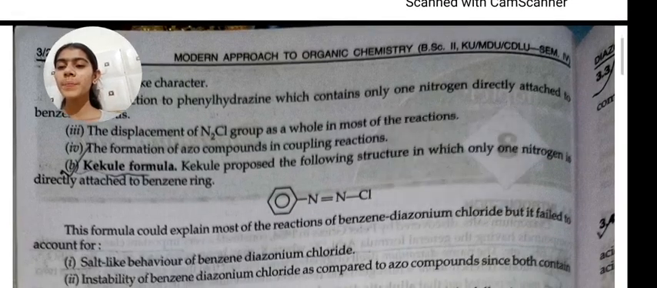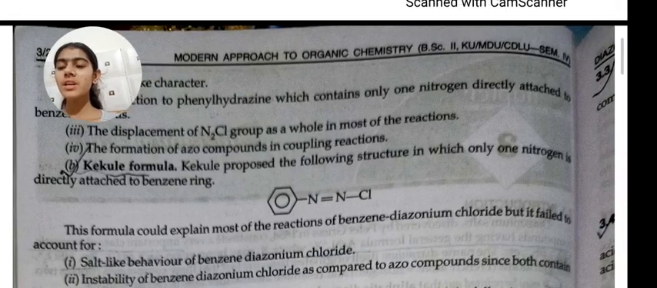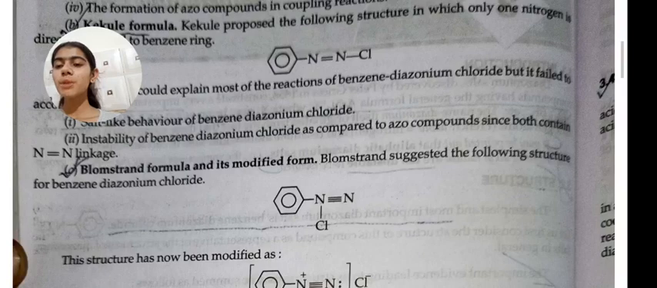Kekulé formula. Kekulé proposed the following structure in which only one nitrogen is directly attached to the benzene ring. This formula could explain most of the reactions of benzene diazonium chloride, but it failed to account for the salt-like behavior of benzene diazonium chloride, and the instability of benzene diazonium chloride as compared to azo compounds, since both contain a nitrogen double bond linkage.